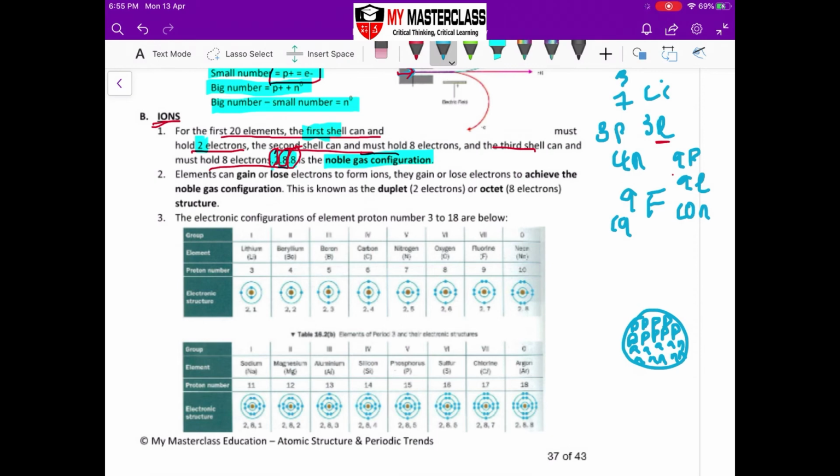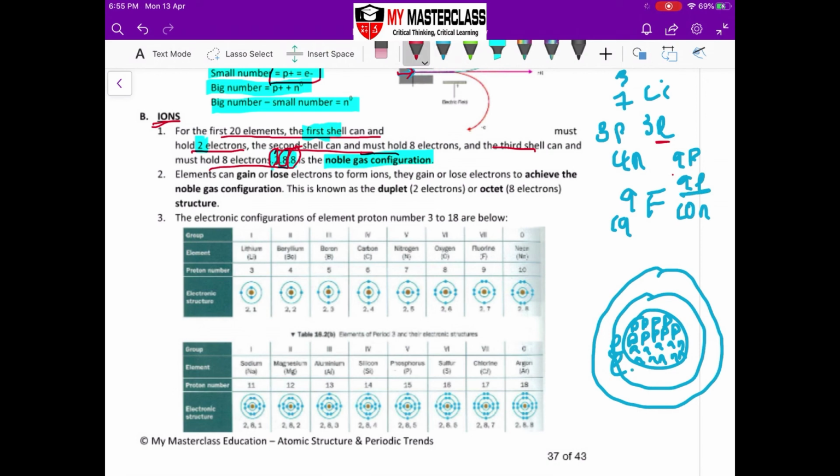And then draw the shell. First shell can and must hold 2, so your electrons have 2. The next shell can and must hold 8. So there's already 2 electrons, but your fluorine has 9 electrons. So you have electron number 1 over here and number 2.